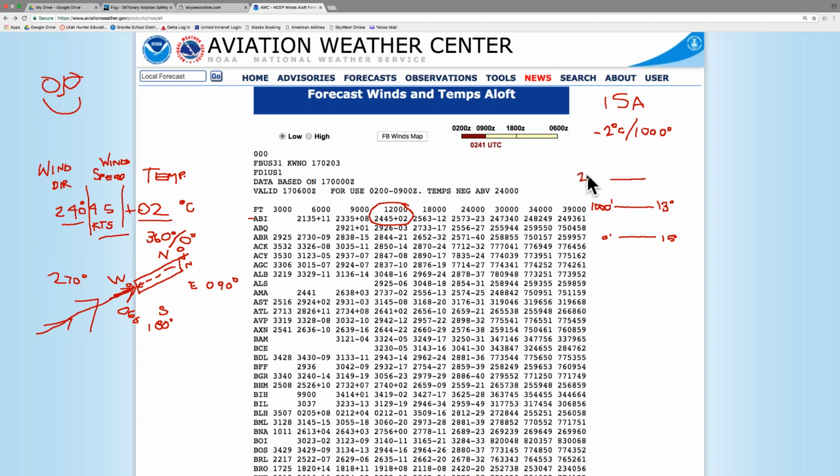We rise another 1,000 feet to 2,000 feet. We're down to 11 degrees. That's our standard temperature. Does that make sense to everybody, what we just did there?